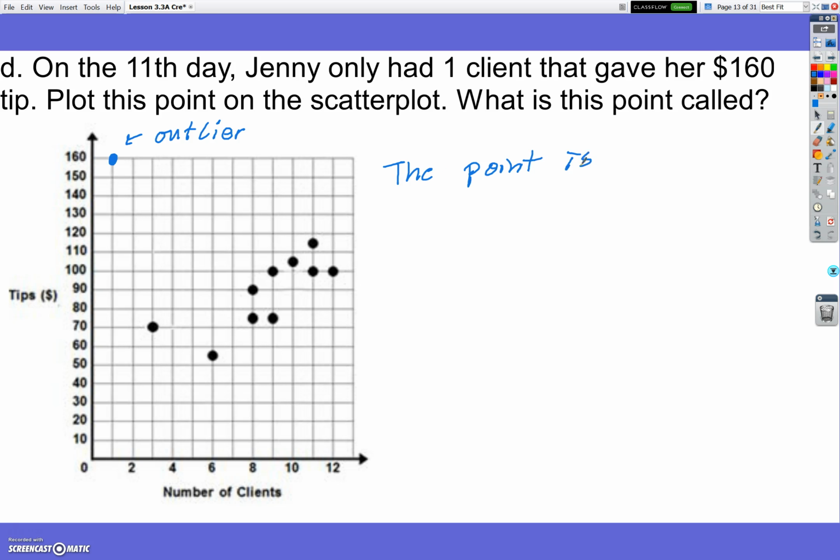The point is an outlier of the data. So it doesn't follow the general trend of the data. Alright, so hopefully this introduced an idea of a scatter plot. We're going to pause the video right here. I'd like you to go ahead and watch the second video, and we can finish our notes that way.